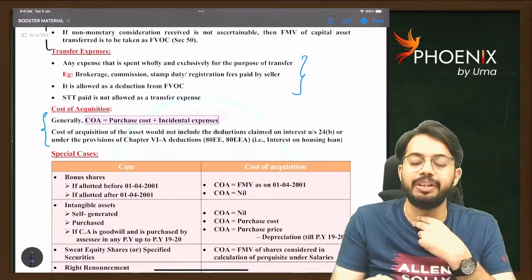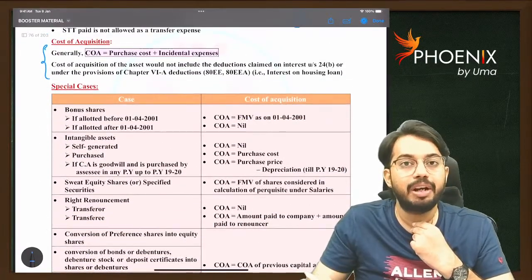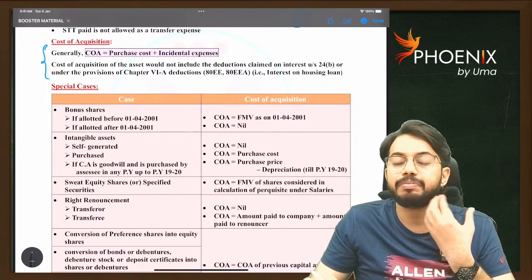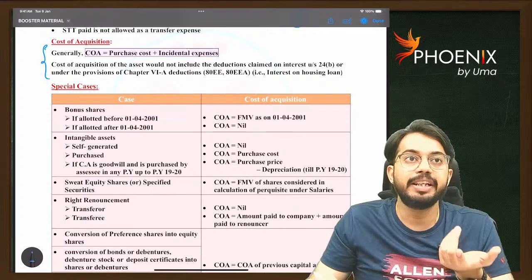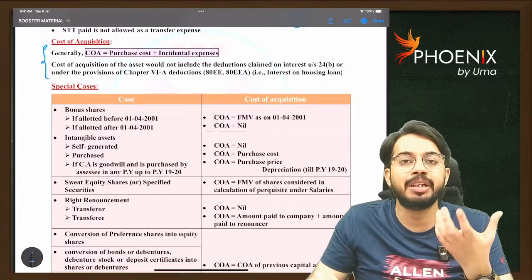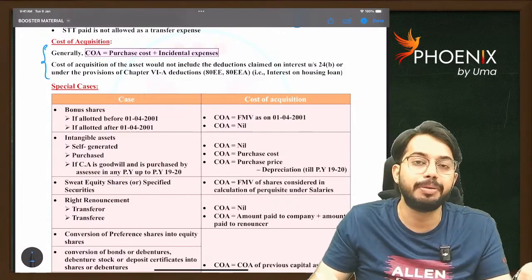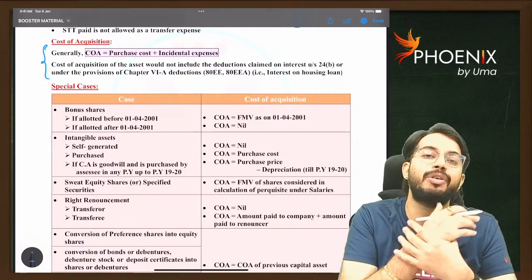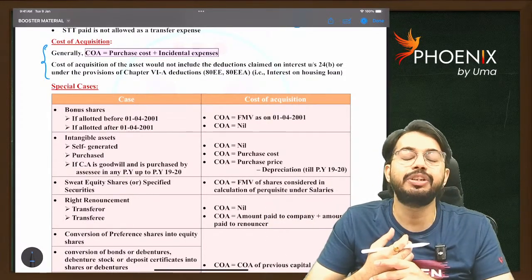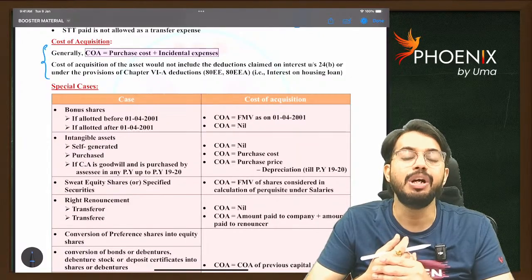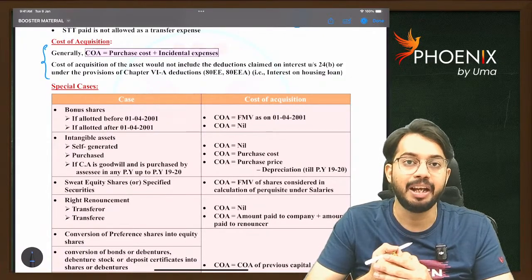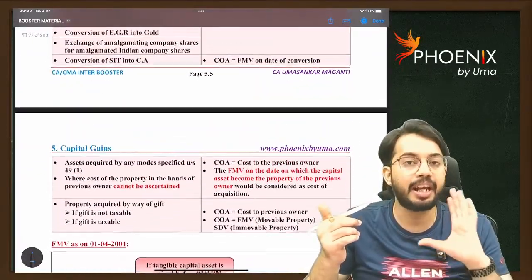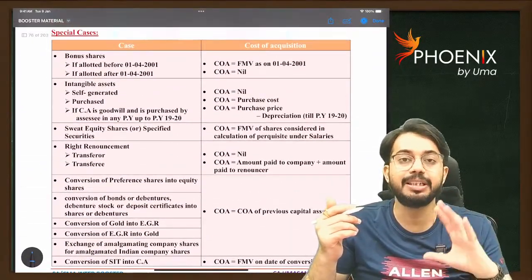Cost of acquisition. You know cost of acquisition, right? Generally, cost of acquisition is equal to purchase cost plus incidental expenses. Incidental expenses means expenses to purchase that capital asset. If you have paid stamp duty or if you have incurred any registration expense, all those will be added to the cost of the asset. So generally, cost of acquisition is equal to actual cost plus incidental expense. But there are certain cases where cost of acquisition is different.